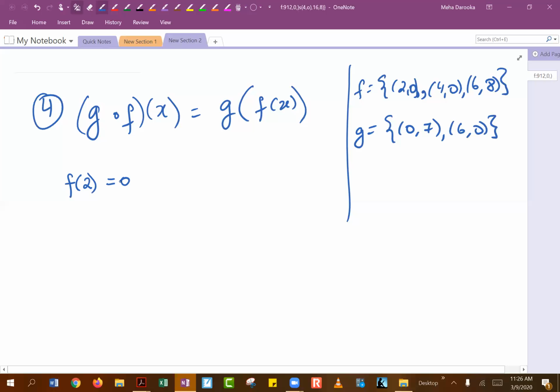So the way this works with your composition, we have g of f of 2, which is where we start out first. f of 2 gives us 0. That answer now becomes the input for the g function. Then you go to the g function and find the ordered pair with 0, which will be 7. That's this first ordered pair here. So you end up getting the answer of 7.